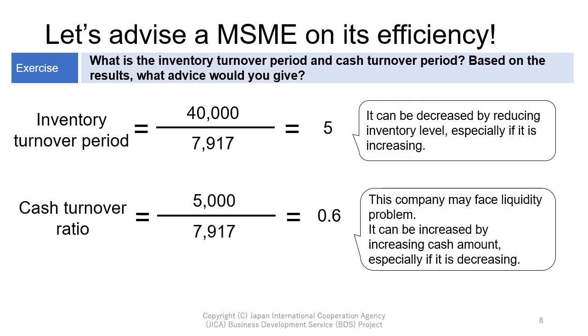Cash turnover ratio is 0.6. This honey factory may face liquidity problem with this figure. They may run out of cash to operate, so they really should try to sell their honey as fast as possible to get more cash.